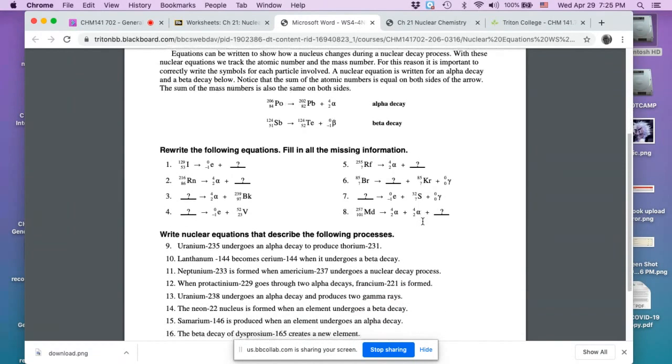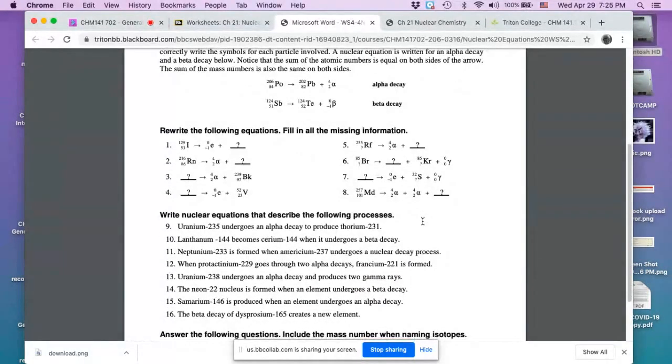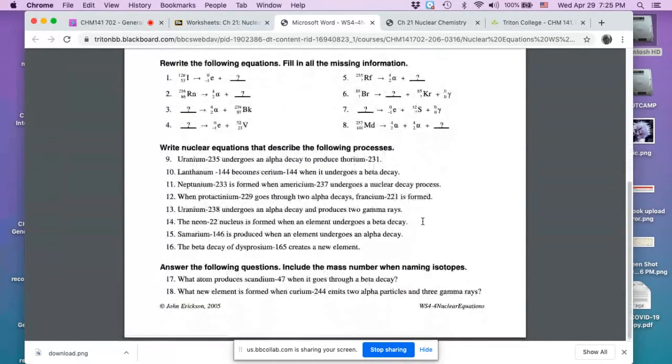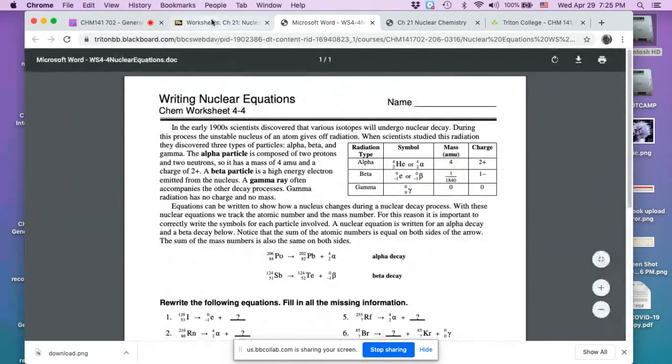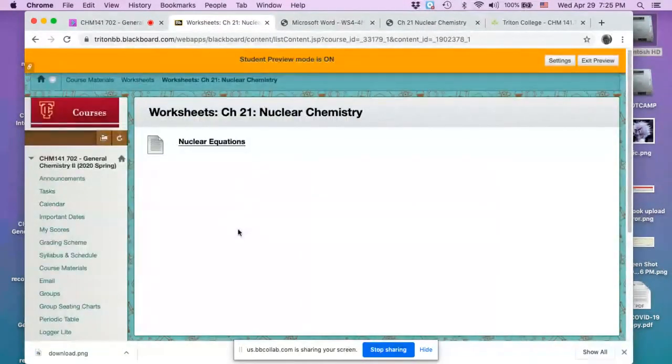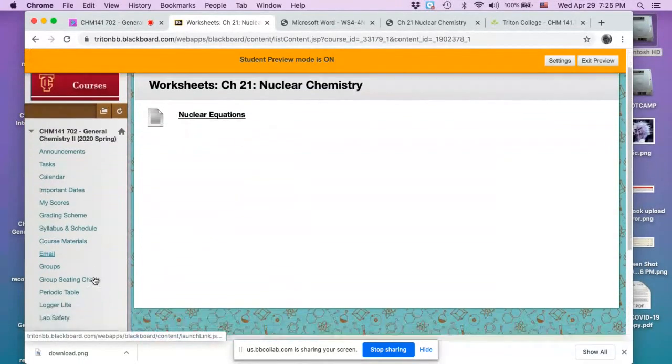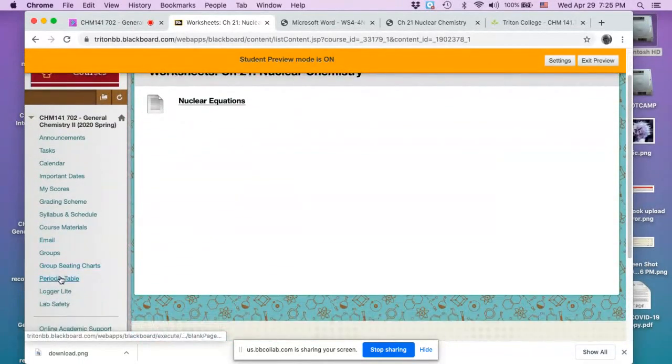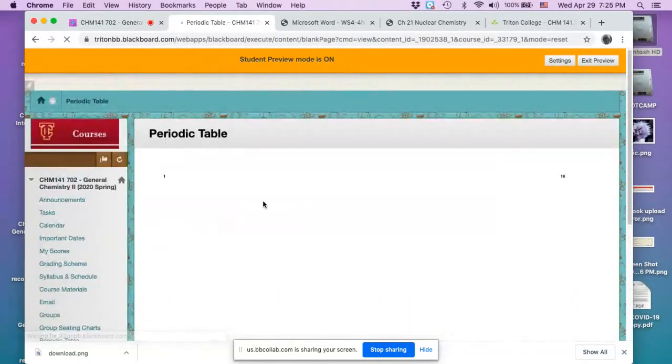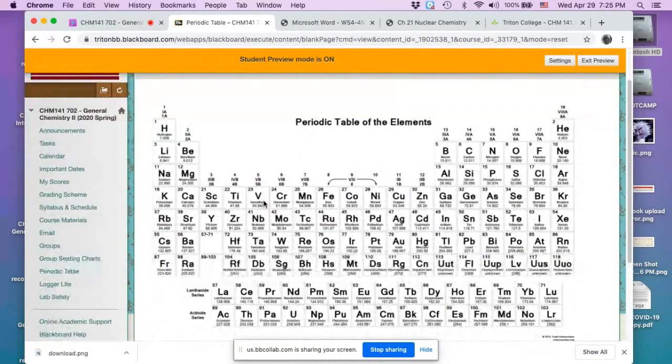And we have these first 8 here. The reactions are actually written out, and then for the remaining 10, it's in words. So sometimes these words get confusing, so we'll have to work our way through that. But anyway, you can get that over here at worksheets in Blackboard. You're going to need a periodic table, so you can click on periodic table, and there'll be a periodic table if you need it, or when you need it.